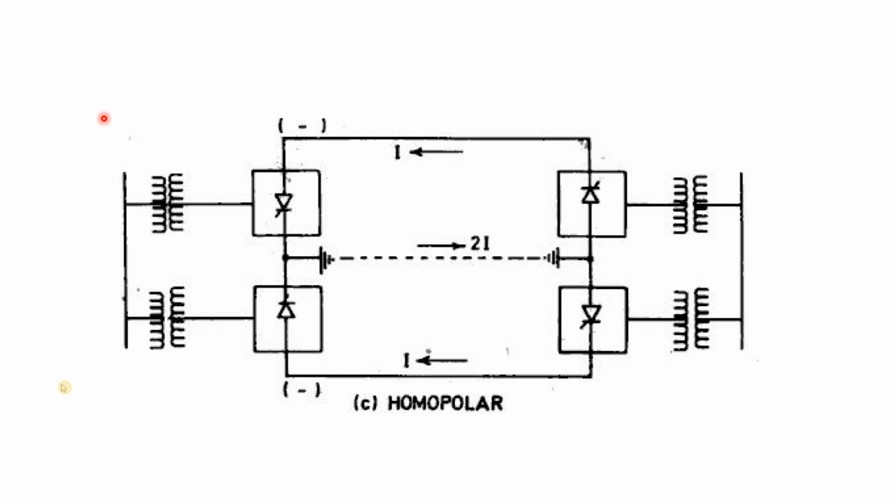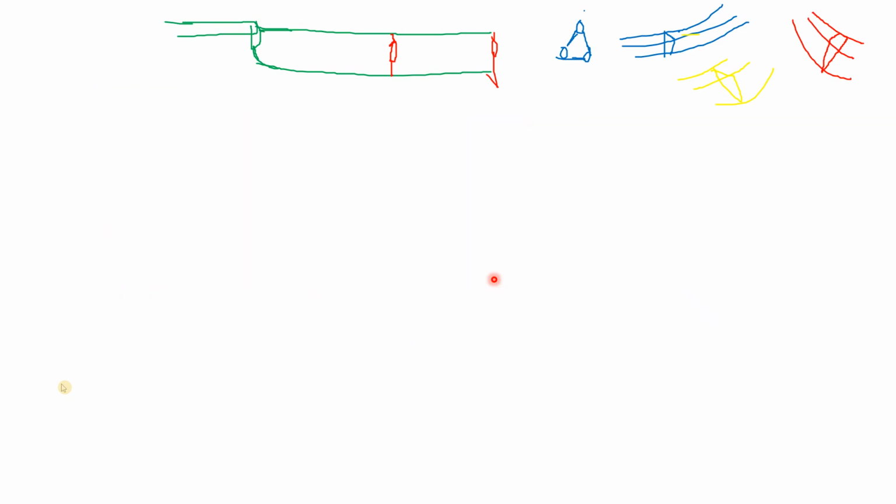Okay, so this is the diagram of the homopolar connection. In homopolar you can see that between ground to ground we use the current flow. So what is the advantage of this? The advantage is that we can transmit 2 times the power compared to bipolar.